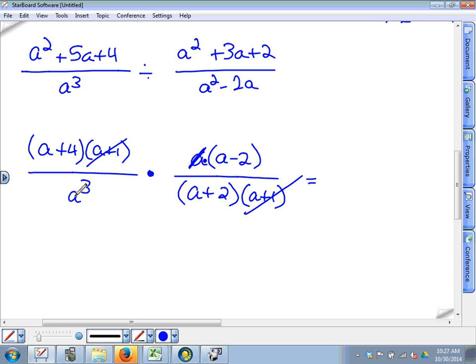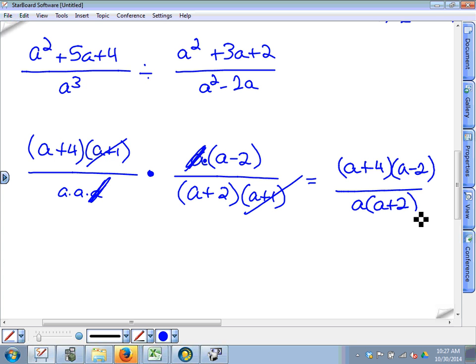A to the third means there are 3 of them, right? A times a times a. So one of these can cross off with one of those. So your final answer, if you multiply straight across, is a plus 4 times a minus 2 all over a times... a squared, yeah. A squared times a plus 2.